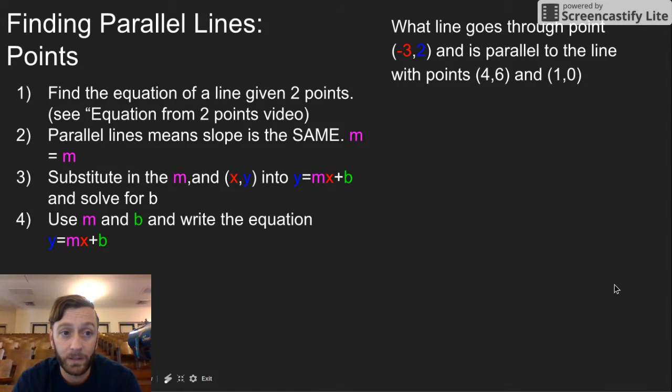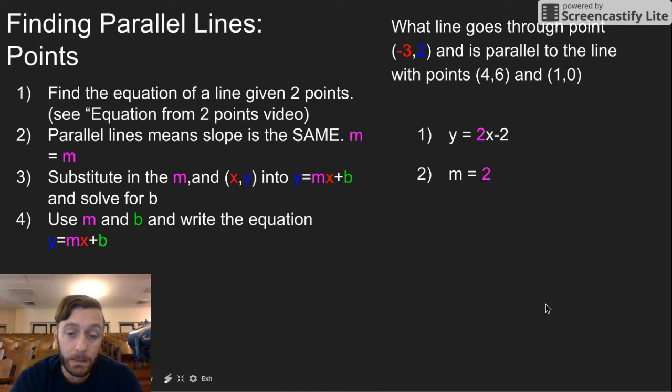Same thing, finding parallel lines from points. What line goes through the point -3, 2 and is parallel to the line with points 4, 6, and 1, 0? I'm not going to go over step 1, how to do it. I'm going to just give it to you. The equation is going to be 2x minus 2. All right, step 2, what's that slope?